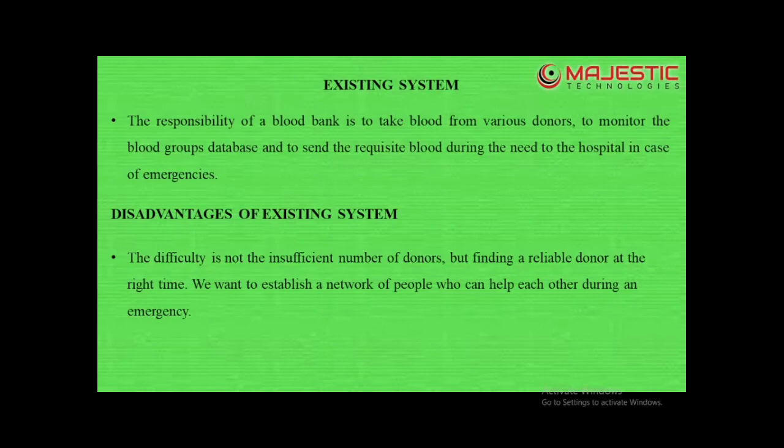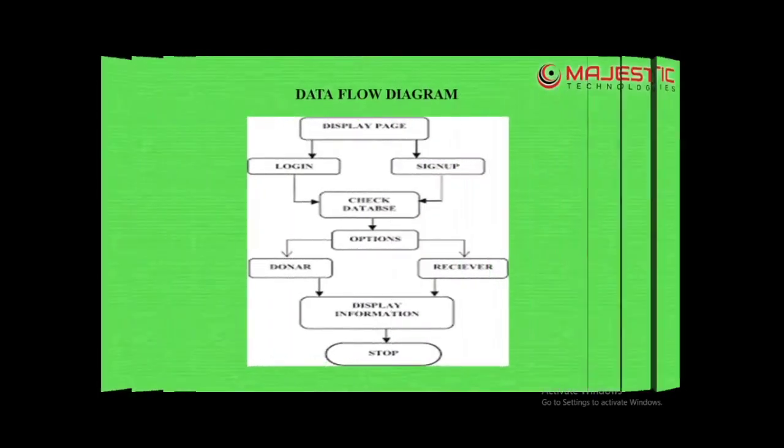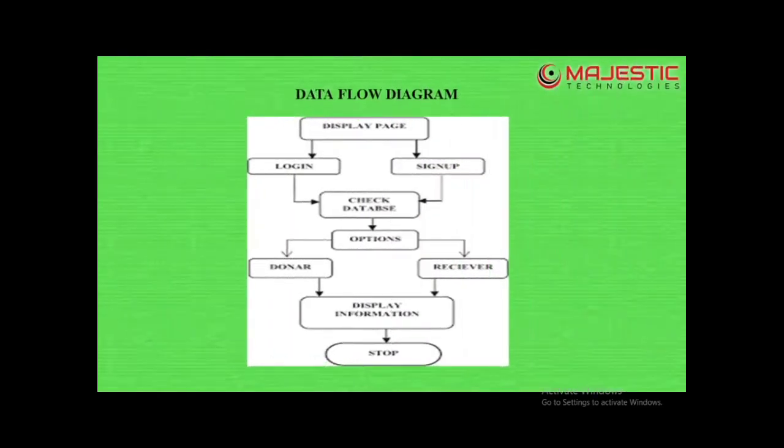Our proposed method provides users the ability to locate different volunteer blood donors and blood banks in their locality and then request blood in case of emergency. The user will be able to view information about the different blood groups and the information of the registered users who need blood in case of emergency and the blood donors who wish to donate blood when required.